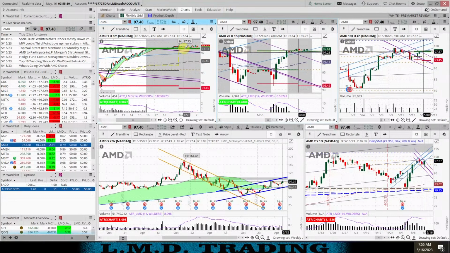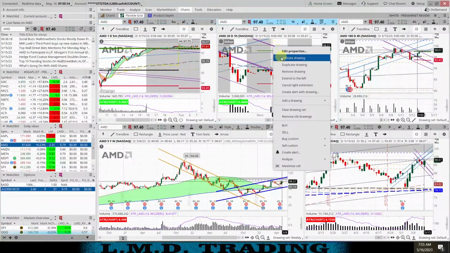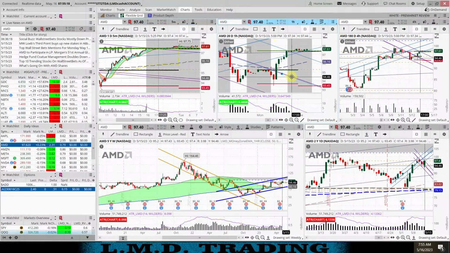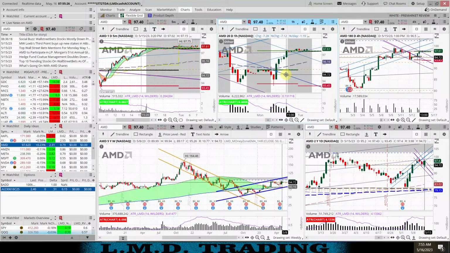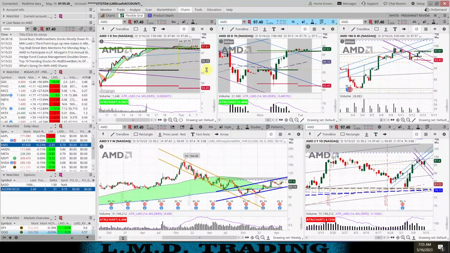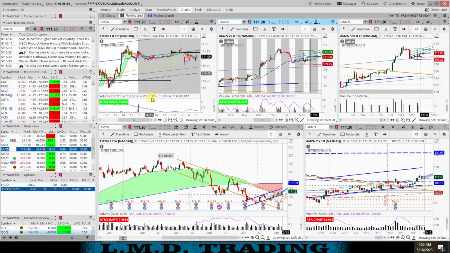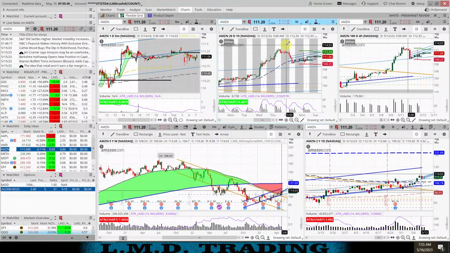And that's the crazy thing about when you're using these channels. Different time frames give you a different picture. I'm gonna just go ahead and line these up on my intraday. Notice how I just kind of drag it up, and boom, look at that perfect alignment. So that's AMD. Let's take a peek at Amazon real quick.